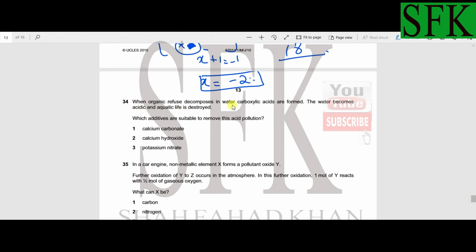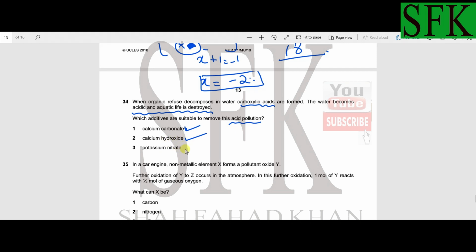When organic refuse decomposes in water, carboxylic acids are formed. The water becomes acidic and aquatic life is destroyed. What additives are suitable to remove this acid pollution? If this is an acid, we'll need basic additives. Calcium carbonate, yes, it is basic. It will react with the acid and neutralize it. Calcium hydroxide can also neutralize the acid because it's basic.